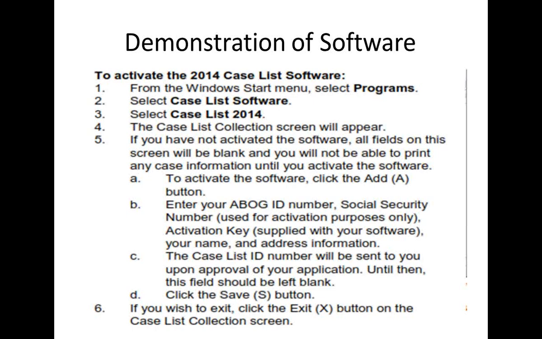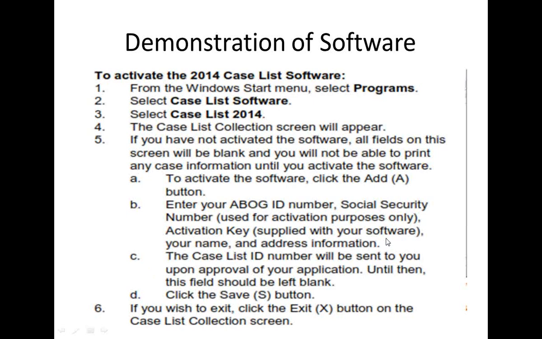It's easier to find. The caseless screen will appear. If you have not activated the software, all fields in the screen will be blank. You need to activate it. It's very important. So to activate the software, you need to click the A button. I will show you that. You want to enter your ABOG ID number. And as you know, I'll show you Dr. Wall's ABOG ID number. I have my ABOG ID number too, but I thought it was easier to use his.